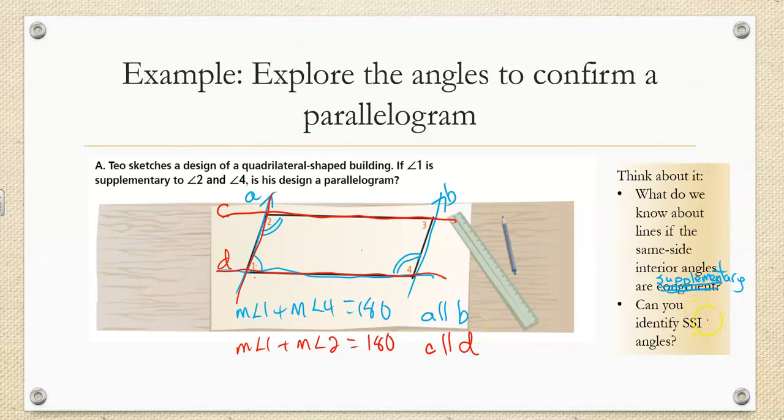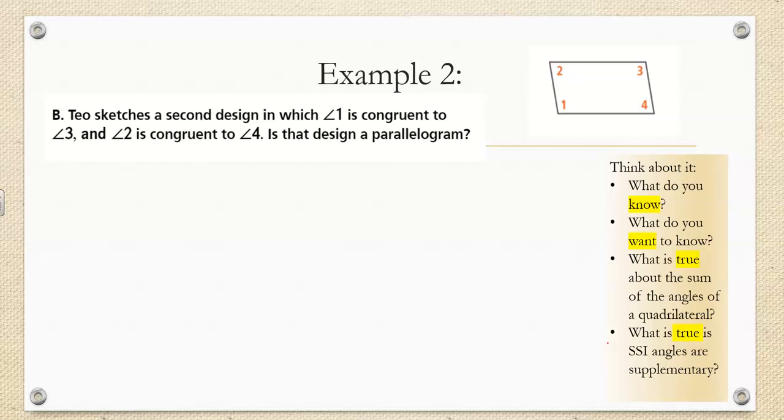So we've identified same side interior angles, and we've been given that they were supplementary for both of these. So opposite sides are parallel, and if opposite sides are parallel, then it is a parallelogram. And I'm going to write parallelogram like this. Wonderful. Okay, here's another example where we're looking at some angles.